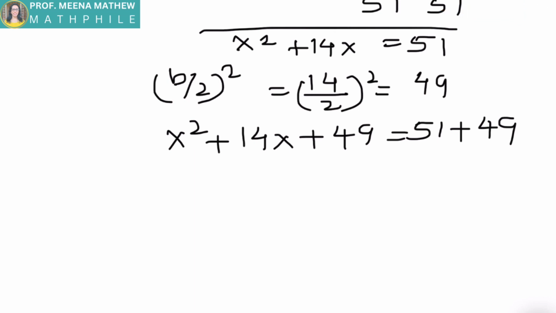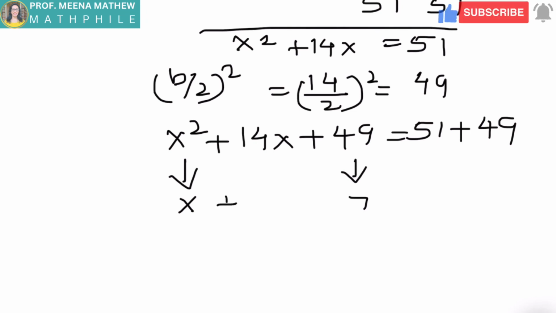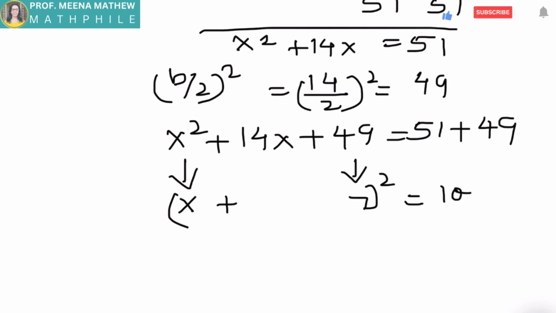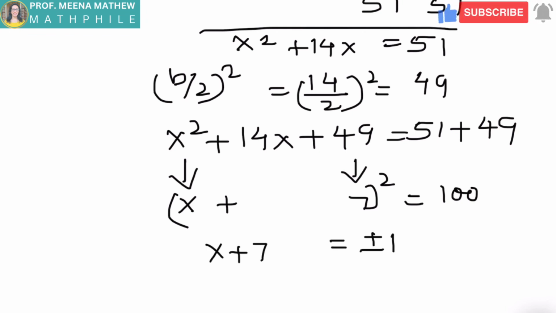Here if you notice, we have a perfect square on the left side. So take the square root of x, and the square root of the last term is 7. When you square this, x plus 7 to the power 2, you will get x square plus 14x plus 49, equals the right side, which is 100. Now we have a square on the left side, so take the square root of both sides. So we will get x plus 7 equals positive or negative 10.